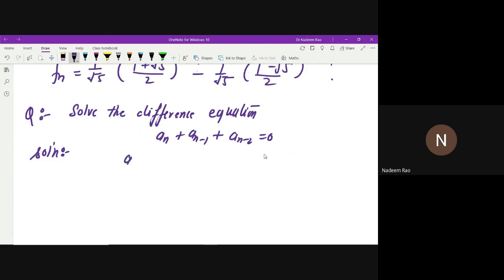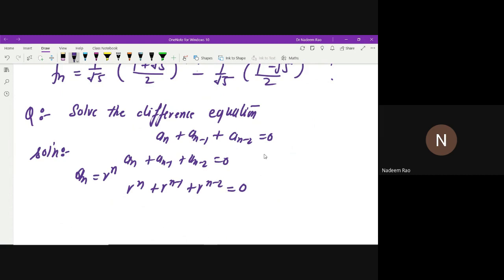The given difference equation is a_n + a_(n-1) + a_(n-2) = 0. Divide the complete equation by a_(n-2), or first of all we put a_n = r^n, we can also take a_n = alpha^n, or r^n. Then we get r^n + r^(n-1) + r^(n-2) = 0.